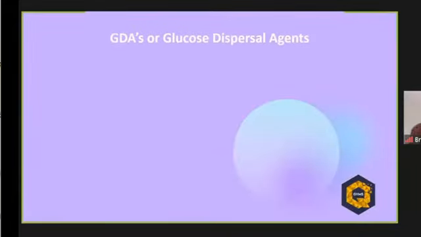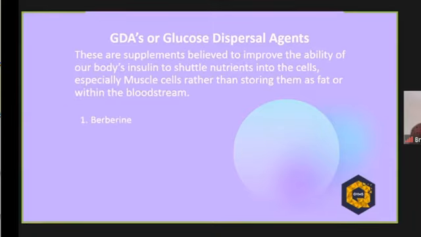We talk about insulin sensitivity, or glucose disposal agents. This means supplements that will help your body take up nutrients from the bloodstream and use them for energy rather than keeping them in the bloodstream or storing them as fat. You guys are probably familiar with metformin. Metformin is the daddy of glucose disposal agents, or GDAs. And there are other ones.